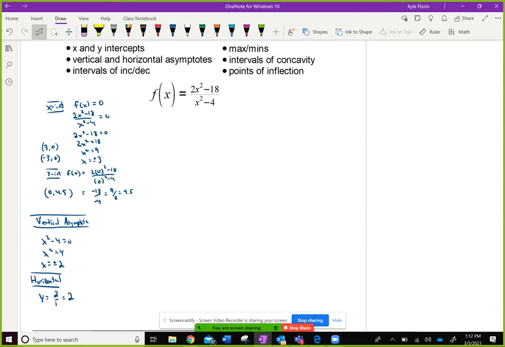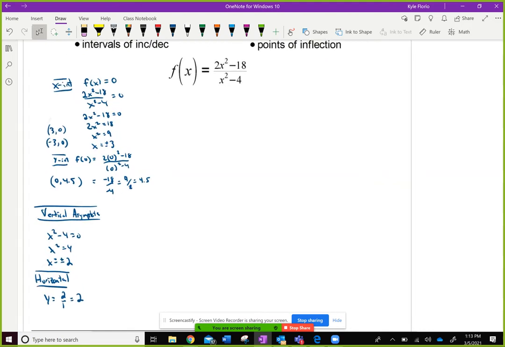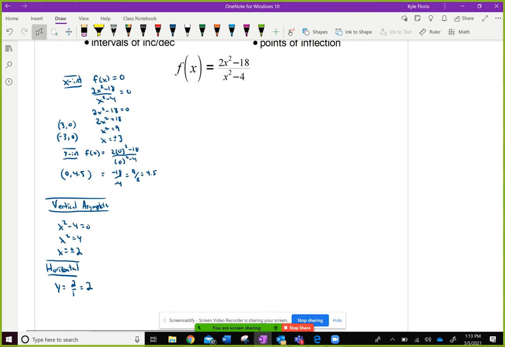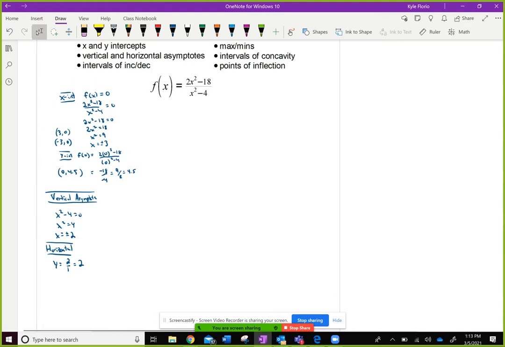All right. What else do we need? Intervals of increasing, decreasing, maxes and mins, intervals of concavity, points of inflection. This is where all that derivative calculus stuff comes in. So here we go. A nice quotient rule, followed by a quotient rule and the chain rule for the second derivative. Here we go. Ready?